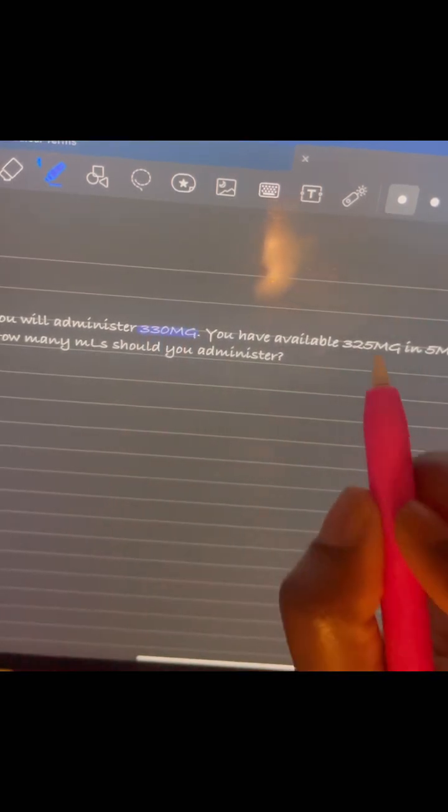So let's look at this very basic med math question. It says you will administer 330 milligrams. What you have available is 325 milligrams in 5 mLs. So how many mLs should you administer? So what we need to focus on right now is that we want to give 330 milligrams, but what we have available is 325 milligrams in 5 mLs. And then it wants to know how many mLs are we going to give.